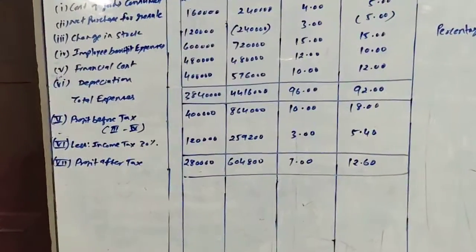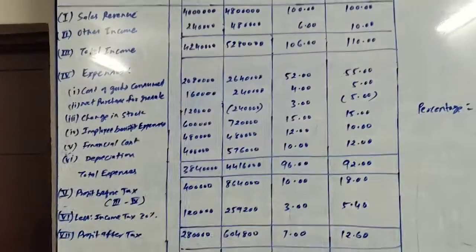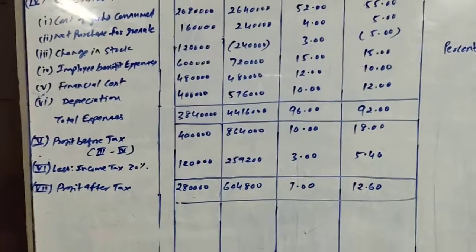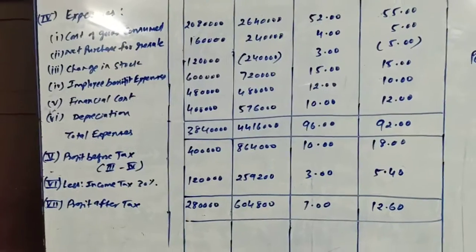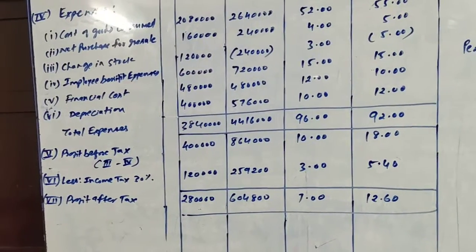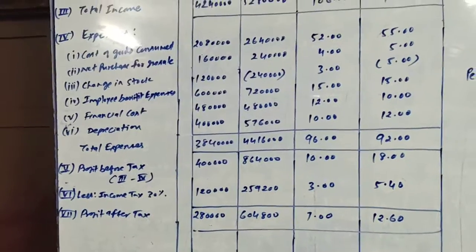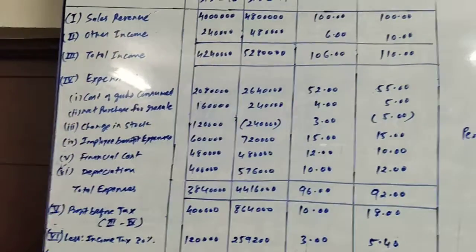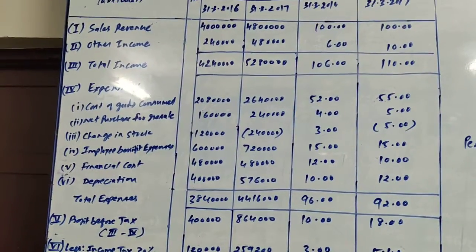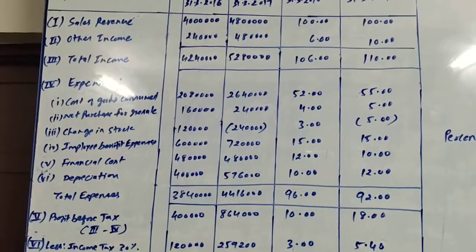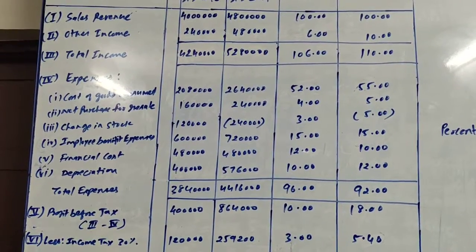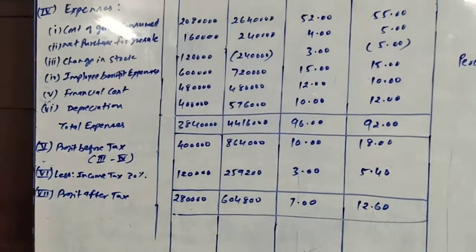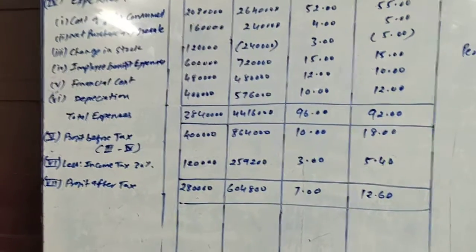Okay friends, now let us talk about profit before tax. That is the difference between the total income and total expenses, which is 4 lakh and 8 lakh 64,000 in the 2 years. Right, now 4 lakh, when converted into percentage, we will get 10%: 4 lakh upon 40 lakh into 100, 10%. And then this 8 lakh 64,000 divided by 48 lakh into 100, we get 18%. So the percentages are 10% and 18% for the 2 years respectively.